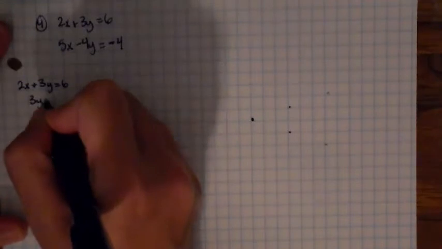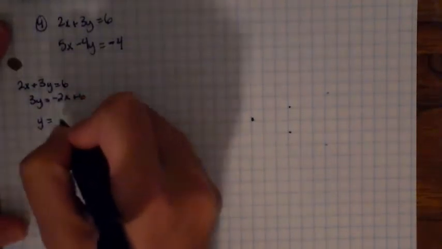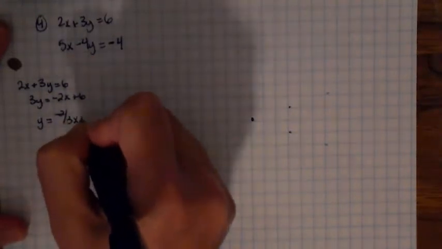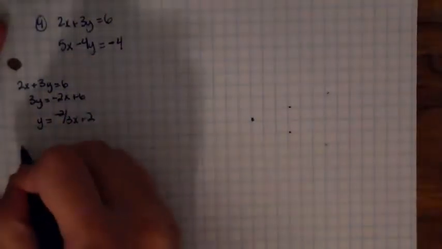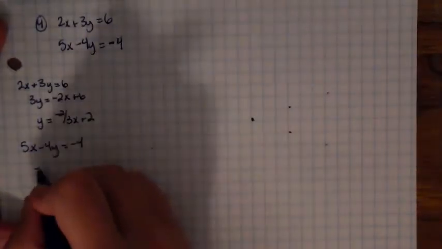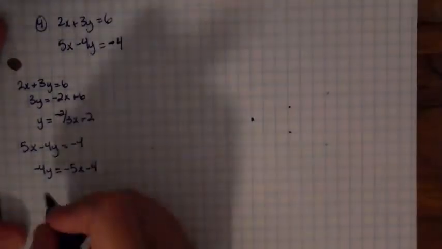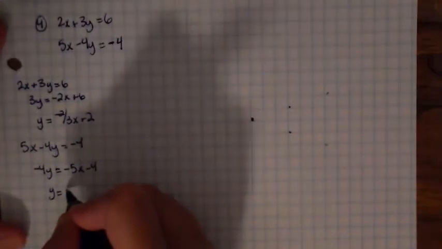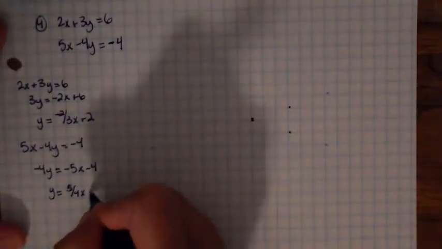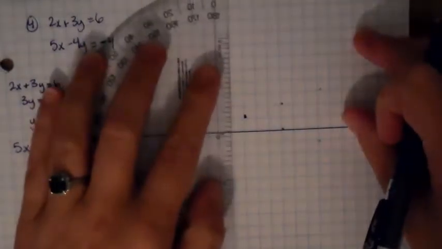So I'll have 3y is equal to negative 2x plus 6. Divide everything by 3 and I get y is equal to negative 2/3 x plus 2. 5x minus 4y is equal to negative 4. So I have negative 4y is equal to negative 5x minus 4. Divide everything by negative 4. I get y is equal to 5/4 x plus 1. We'll see how well I do at making up an example that doesn't go evenly.